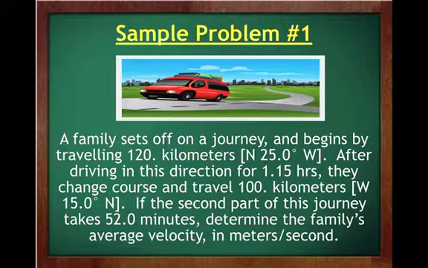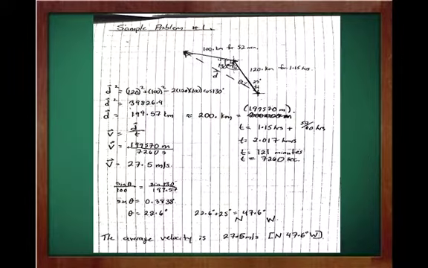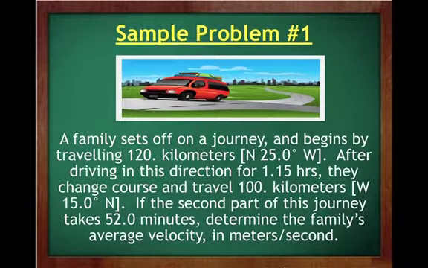So a family sets off on a journey and begins traveling 120 kilometers north 25 degrees west. After driving in this direction for 1.15 hours, they change course and travel 100 kilometers west 15 degrees north. If the second part of this journey takes 52.0 minutes, determine the family's average velocity in meters per second. I've already worked out the solution. I've attached it here so you can go over it in your notes, but we'll go through this on the whiteboard now.